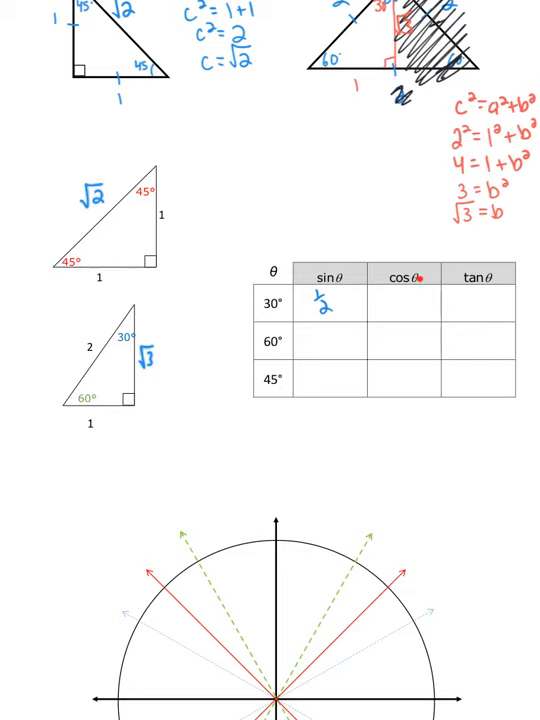Next, I want cos of 30 degrees. Again, here's my 30. Now I want the adjacent over hypotenuse. So that's root 3 over 2.